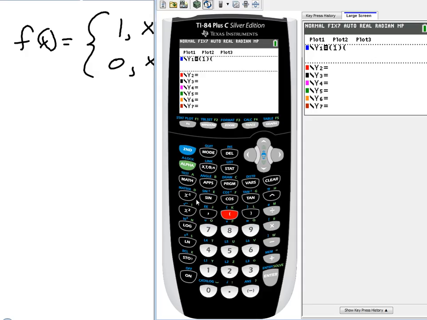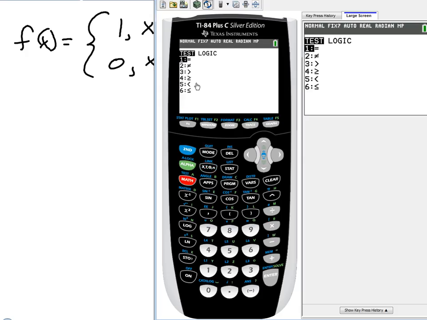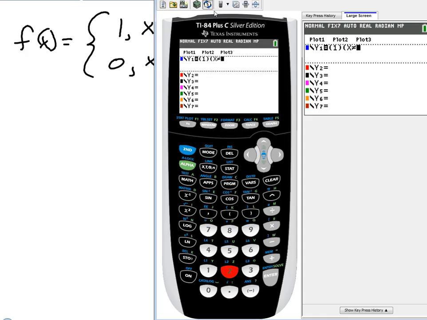Yeah, this is good. I'm learning some stuff too. So you go to the test menu. Oh, you have to do x first. Whoops. X is, and then you go to the test menu to get all the inequalities. Oh, and there is a not equal to sign. Good. So x is not equal to, was it 2? 2. Okay.